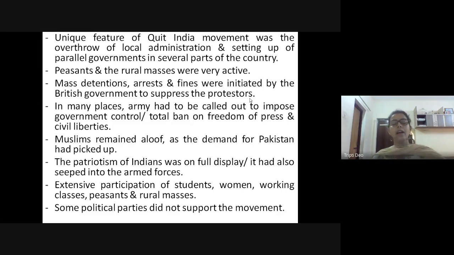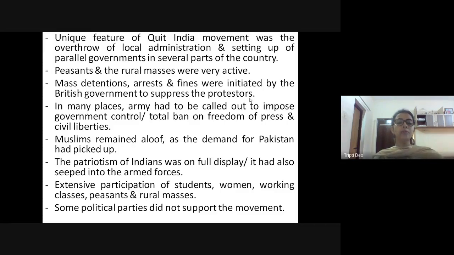So like I said, because people now felt that the Britishers would go, they attacked and removed the local administration that the Britishers ruled, and established their own setup and their own governance there. So there was setting up of parallel governments in several parts of the country.